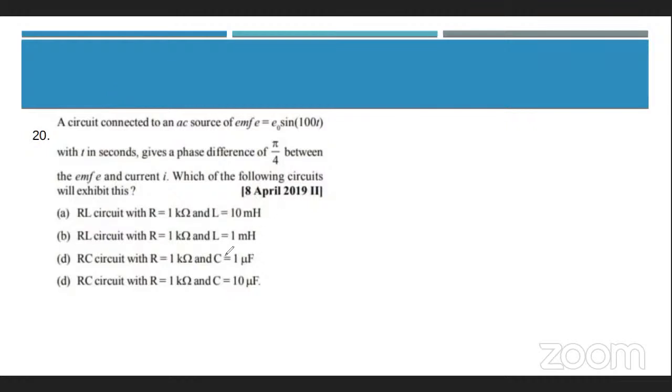Okay, so according to the question, omega is given as 100 radian per second. The phase difference is also given. So tan phi is basically XC by R for a capacitive circuit where L is absent. So tan of pi by 4 is basically tan 45.